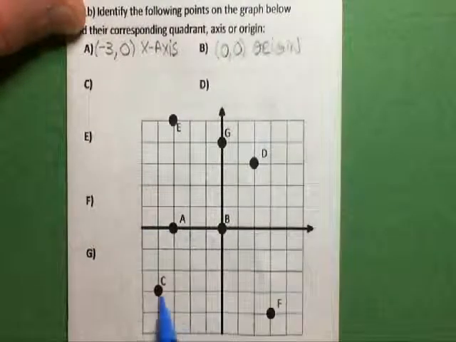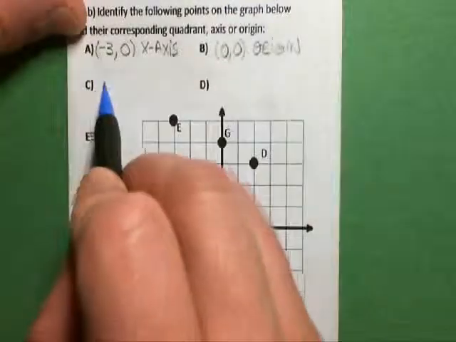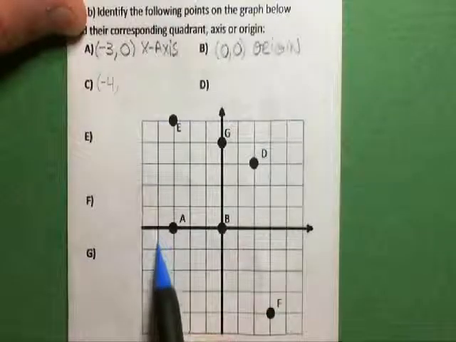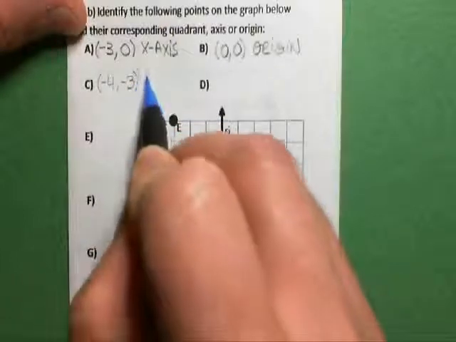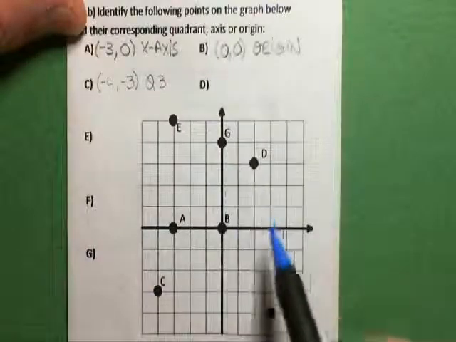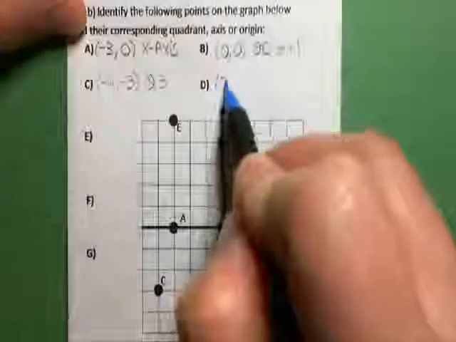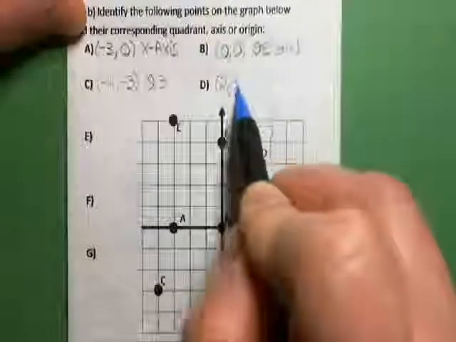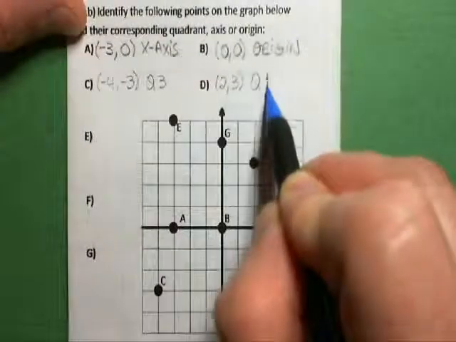Now let's do letter C. Letter C is at 1, 2, 3, 4, so -4. And we go down 1, 2, 3, so -3. And that would be in quadrant number 3. Let's do letter D. Letter D would be 1, 2, so 2, and then on the vertical would be 1, 2, 3, so 2, 3, and this would be in quadrant 1.